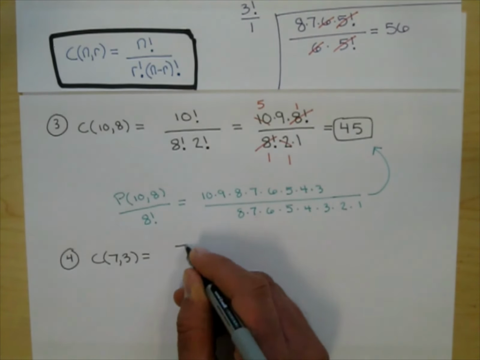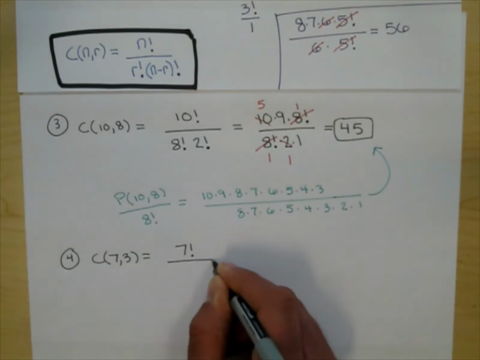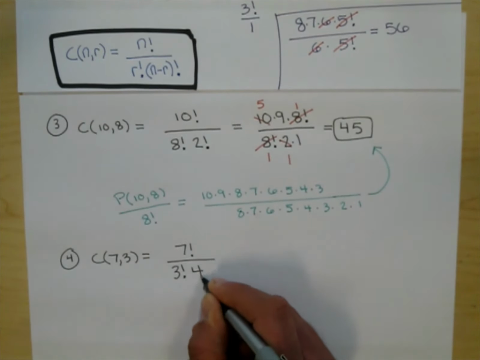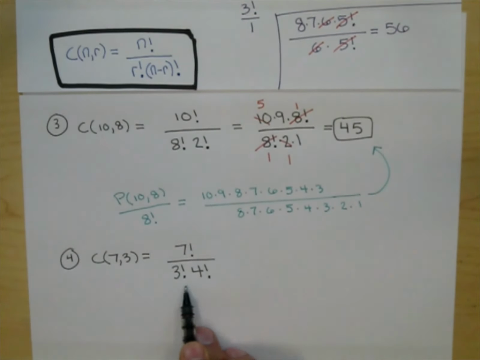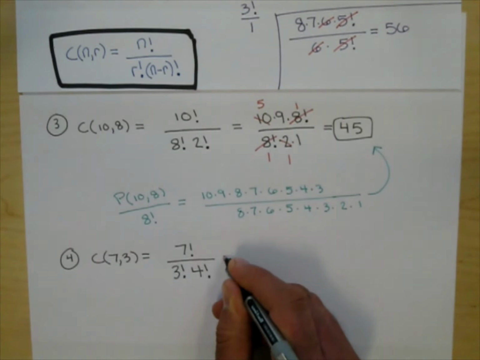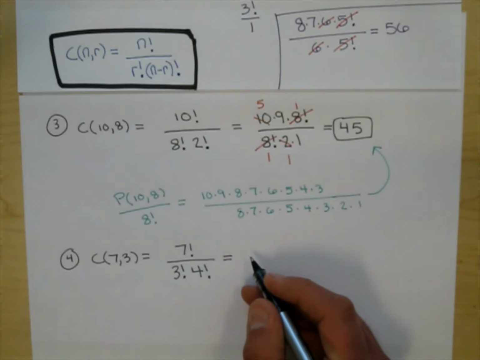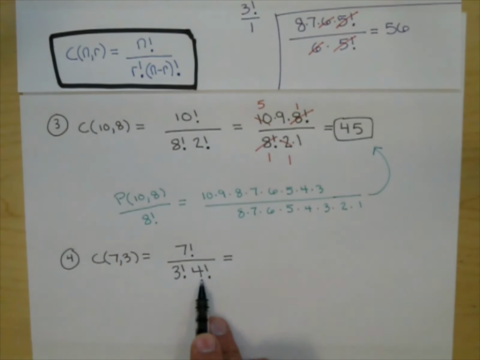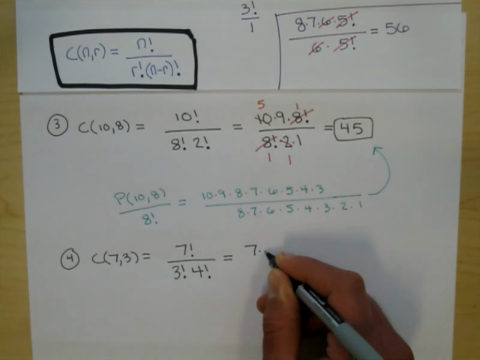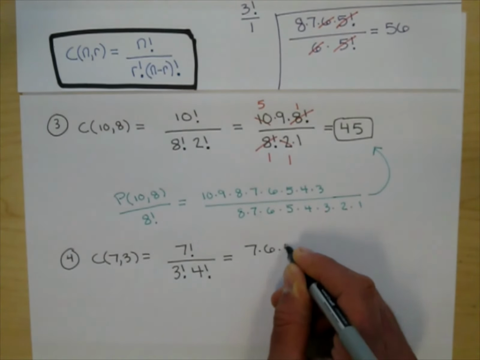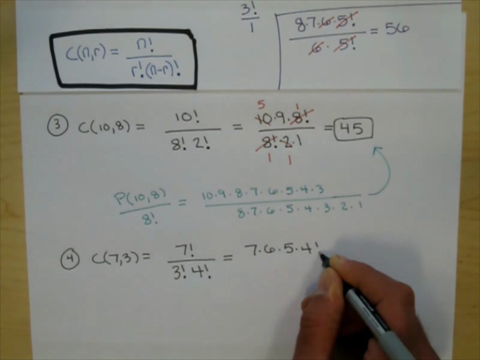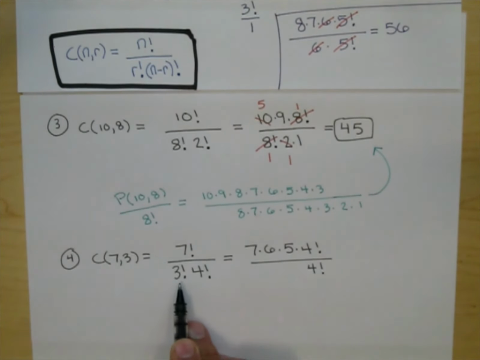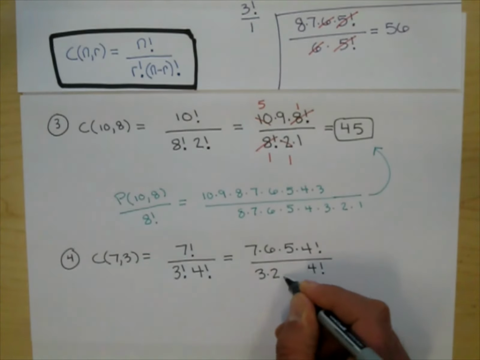So we have on the top of the fraction 7 factorial, and on the bottom we have 3 factorial, and then 4 factorial. Those have to add up to 7. And so 7 factorial is 7, 6, 5, 4, 3, 2, 1. But we're going to stop at the bigger one, which is 4. So this is 7, 6, 5, 4 factorial. On the bottom we have the 4 factorial there. And then 3 factorial is 3 times 2 times 1.